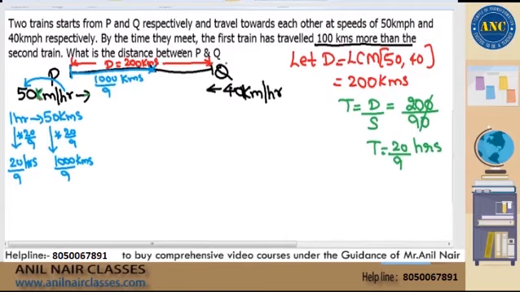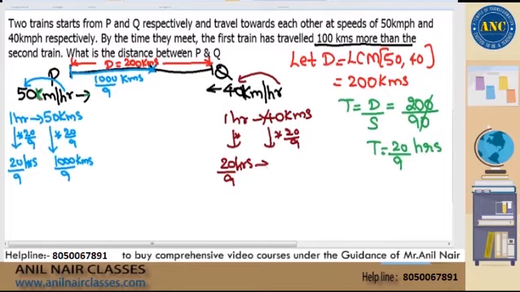Similarly, train Q, in 1 hour it covers 40 kilometers. But this will also travel for 20 by 9 hours. 1 is becoming 20 by 9, so 40 into 20 by 9 is 800 by 9 kilometers. That means train Q has traveled 800 by 9 kilometers. Train P is 1000 by 9, train Q is 800 by 9. Then they will meet. 1000 by 9 plus 800 by 9 is 1800 by 9, which is nothing but 200 kilometers, which we assumed.